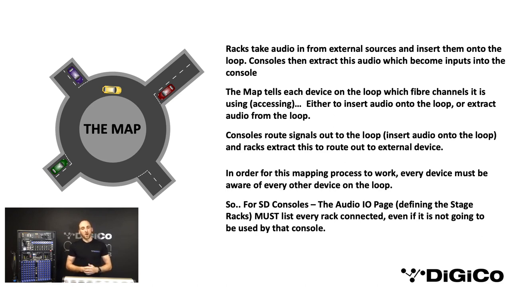In order for this mapping to work effectively, every device must be aware of every other device on the loop. So for example, SD consoles within the audio I/O page, all consoles on that loop must list every rack connected. Okay, so as has been explained, the optical system needs to know where all the signals are currently positioned. Now that can be hopefully broken down into simpler terms via that little roundabout that we can see on the left hand side. So the roundabout is the loop, that's our optic loop. Each junction can be treated as a device, a connecting device. And then the cars, as you can see, are the individual signals. So all devices know where the signals are going within the optical loop.